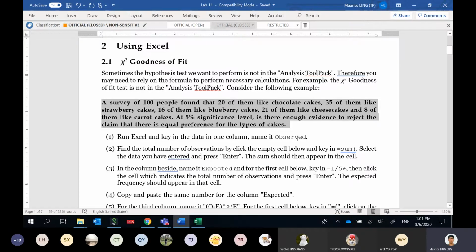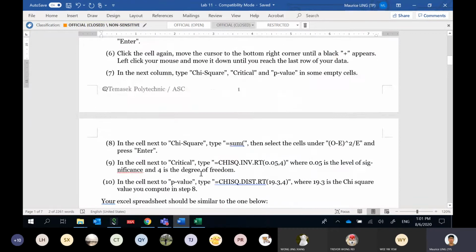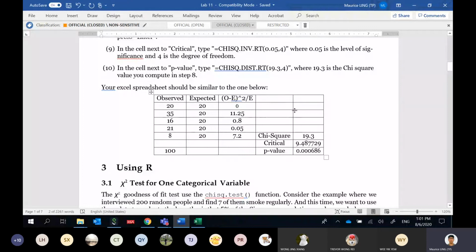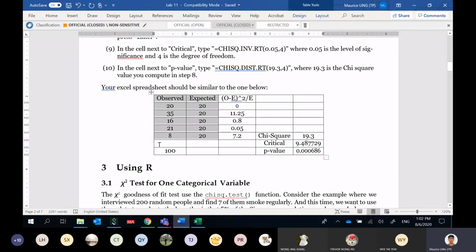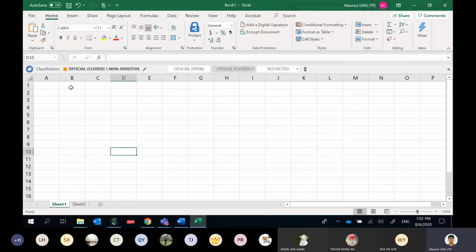All right. So how do we do that? Equal preference means that the expected is equal. So 20, 20, 20. So how are we going to do a test like this? What we can do is construct a table. You can then calculate the observed minus expected squared divided by expected and calculate the chi-square yourself. Okay, in fact, we don't really have to do this. Just copy the whole thing, put inside your Excel.